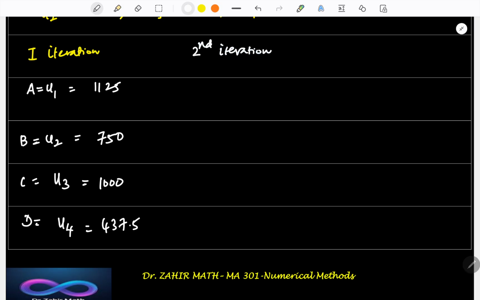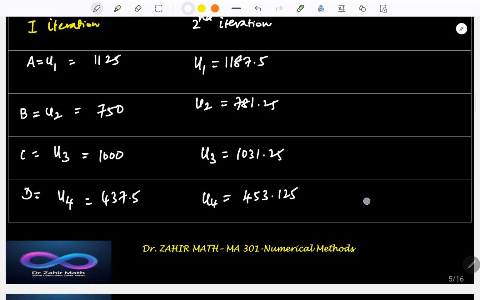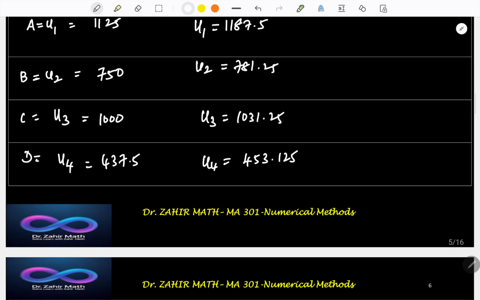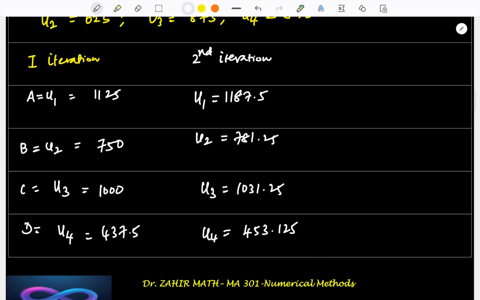Again press equal, press equal, press equal. That's it. No need to enter any values. So your U1 is 1187.5, U2 is 781.25, U3 is 1031.25, and U4 is equal to 453.125. Even though I pressed 4 decimals, I'm getting only 3 decimals. Is anything matching? Nothing. 1125, 1187, 750, 781. 1000, maybe it will go 8 or 9 iterations.